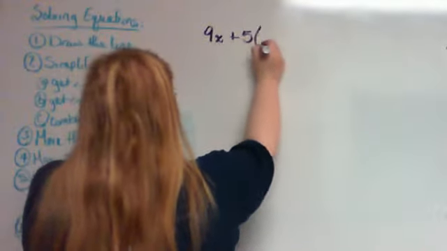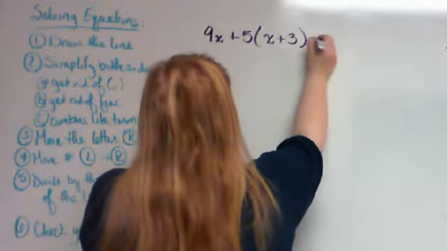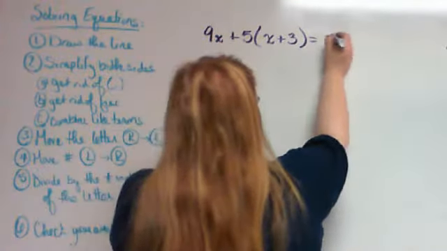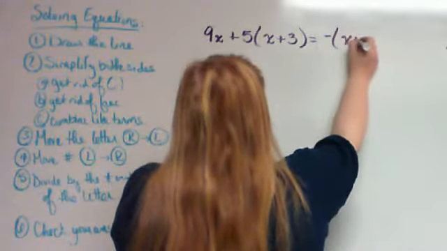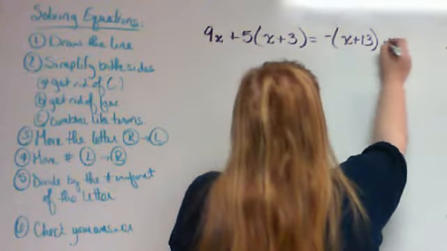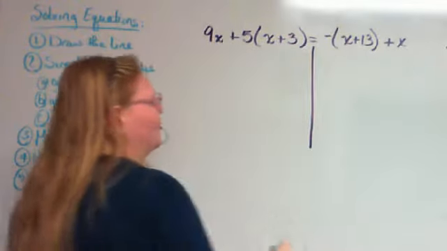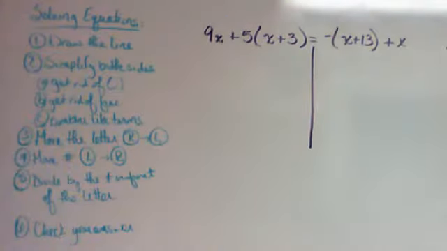X plus 5 parentheses x plus 3 close parentheses equals negative parentheses x plus 13 close parentheses plus x. Hallelujah, we've reached it. Almost every single step in it. I like it. Makes my life simple.